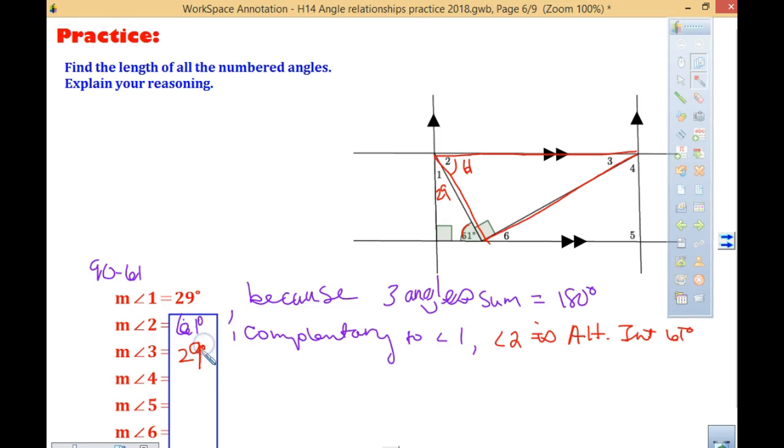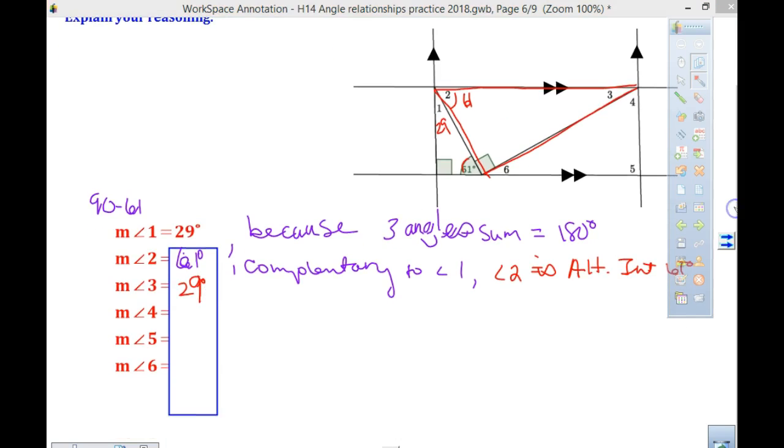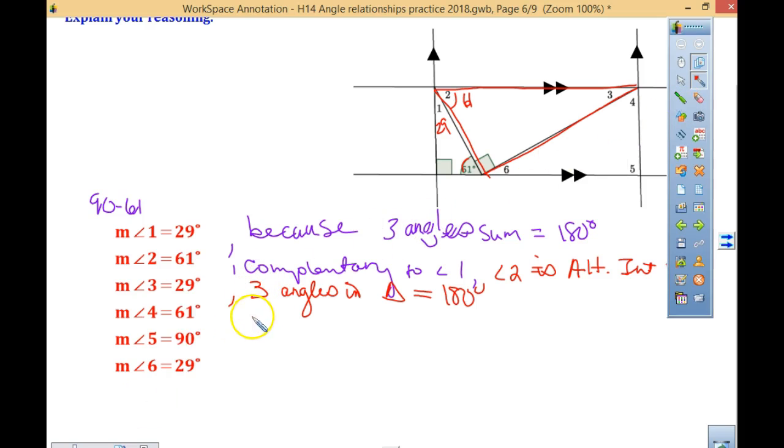So we're looking at it being 29, and the main reason it's going to be 29 is, again, 3 angles in a triangle must equal 180 degrees. You have 90, you have 61, which means angle 4 has to be 61. What does 5 have to be? Look where 5 is. Back to the 61-degree angle for angle 4.